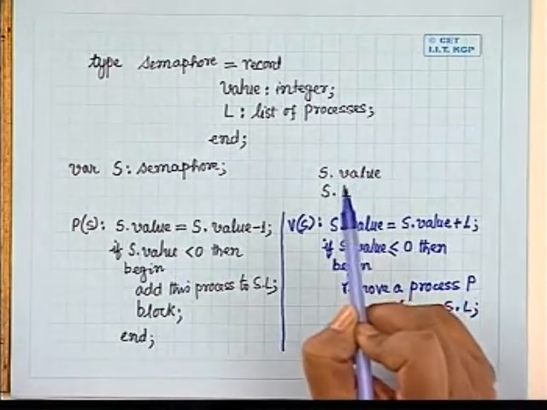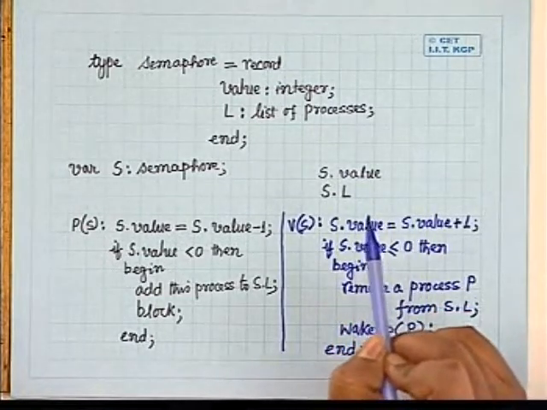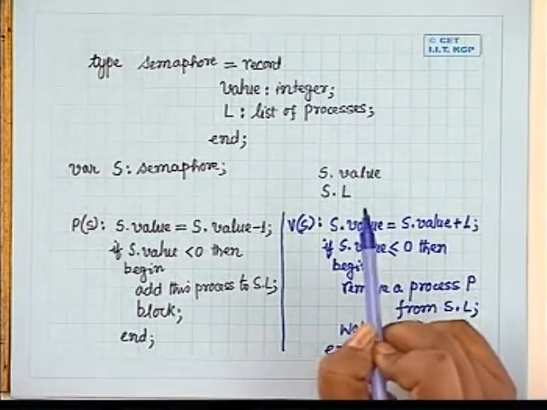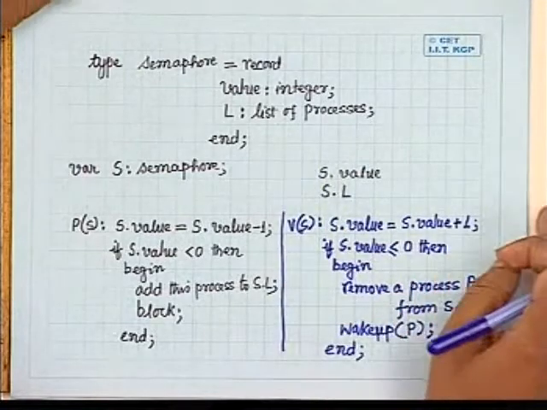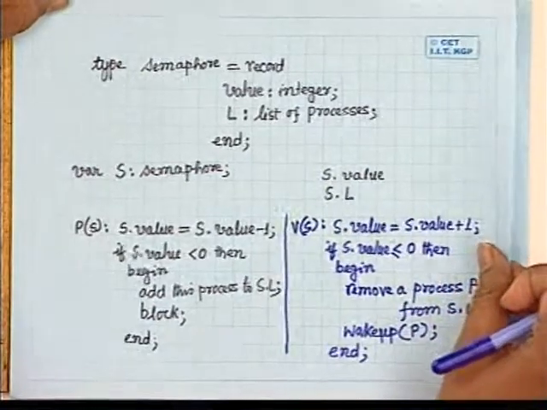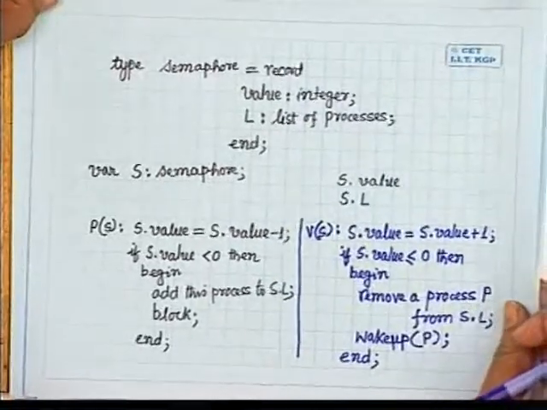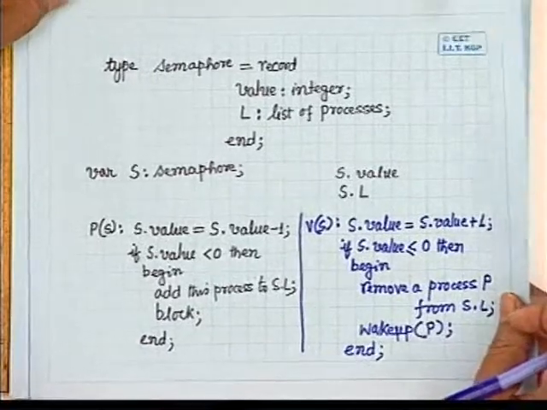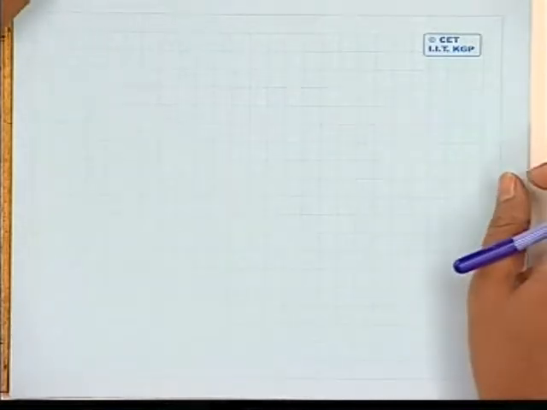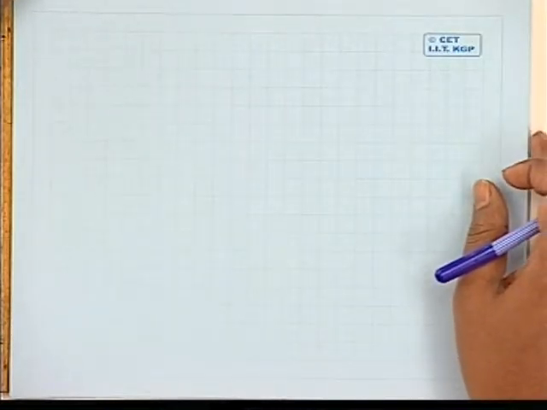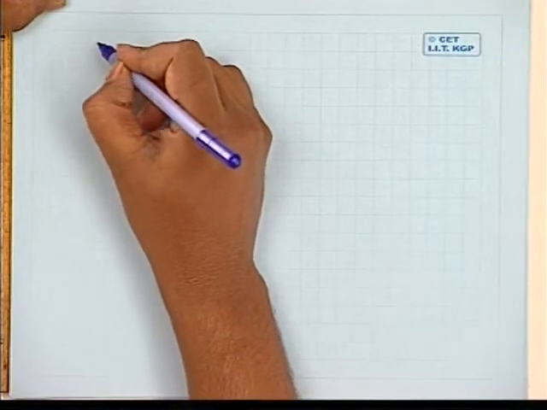The process will be woken up only when some other process performs a V operation on the same semaphore, removes a process from the list, and puts that process in the ready list. That is how we can avoid busy waiting of the processes, in the sense that the process does not consume CPU time unnecessarily. So let us see how these semaphore variables can be used for different problems with the help of some classical problems. One of them, of course, we have seen earlier, that is the producer-consumer problem.